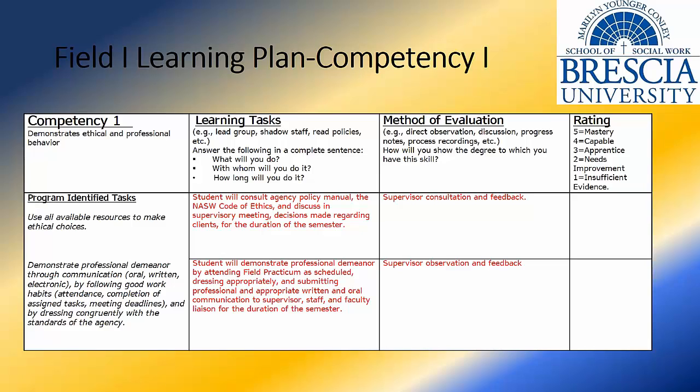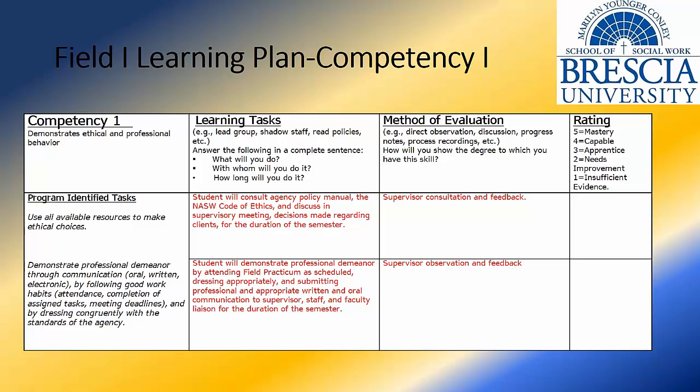The second column heading gives instructions for developing the competency task, and the body of the column is where the developed task is listed. By answering in sentence form, what will you do, with whom will you do it, and how long will you do it, you've not only made clear how the skill will be demonstrated, but you have also added a component of measurability. The last column is for rating the student's level of skill demonstration for each of the tasks.